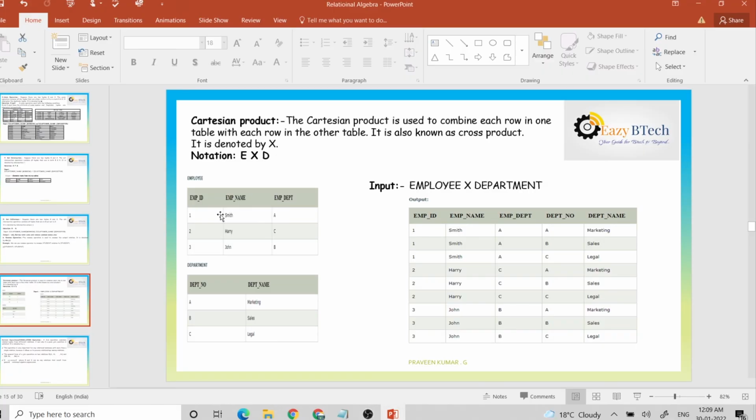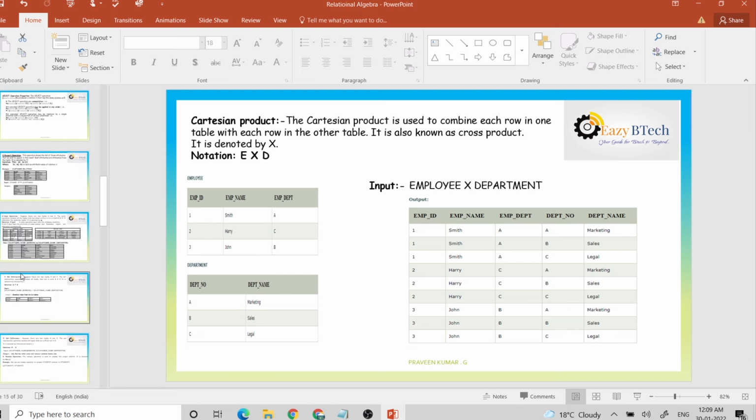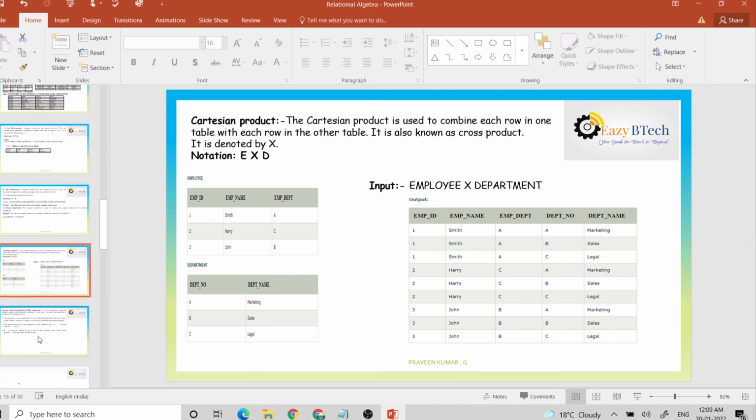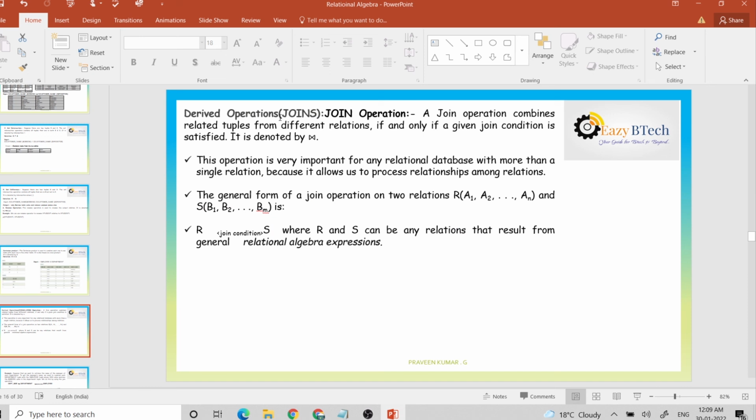This is about the Cartesian product. When we perform the Cartesian product, we get all the tuples and all the columns. Then we continue. Next, the derived operations or join operation. We continue the join operation in the next session.